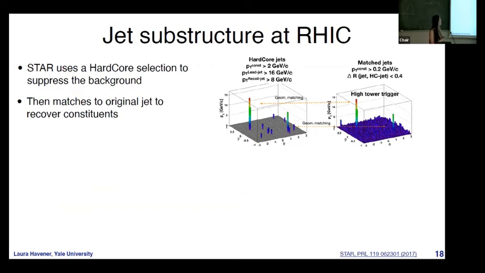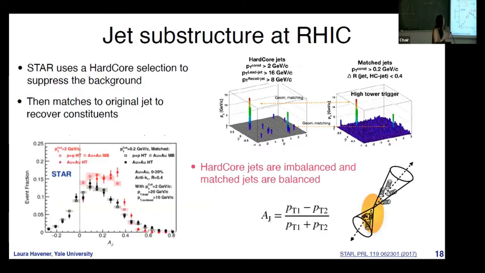Okay, so we also have jet substructure measurements done at RHIC with STAR. STAR uses a hardcore selection when they measure their jets. They select these hardcore jets with a high constituent cut to suppress the background, and then they match them to the original jets in order to regain the constituents. What's important to note is that in a measurement of the dijet asymmetry, they looked at the difference between the hardcore jets and the matched jets. The hardcore jets are in red, the matched jets are in black, and you can see that the hardcore jets were imbalanced and the matched jets were balanced.